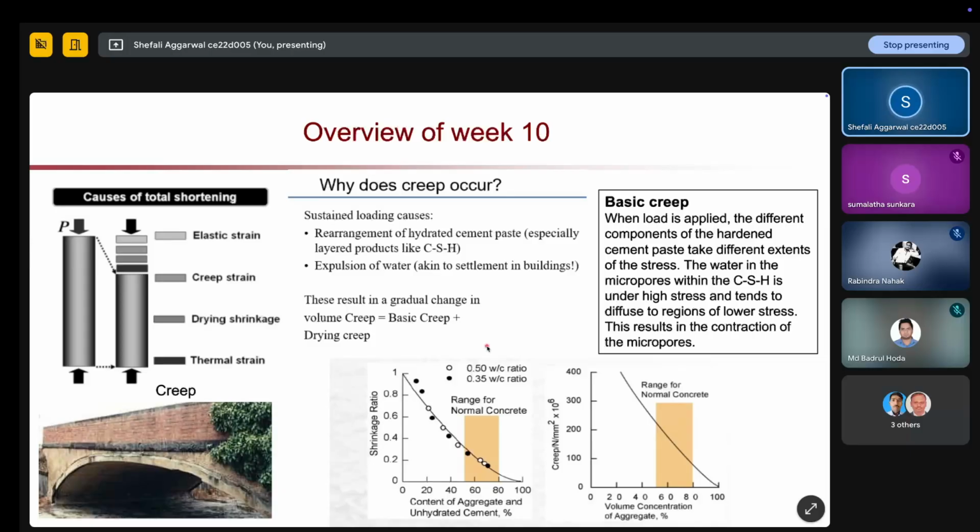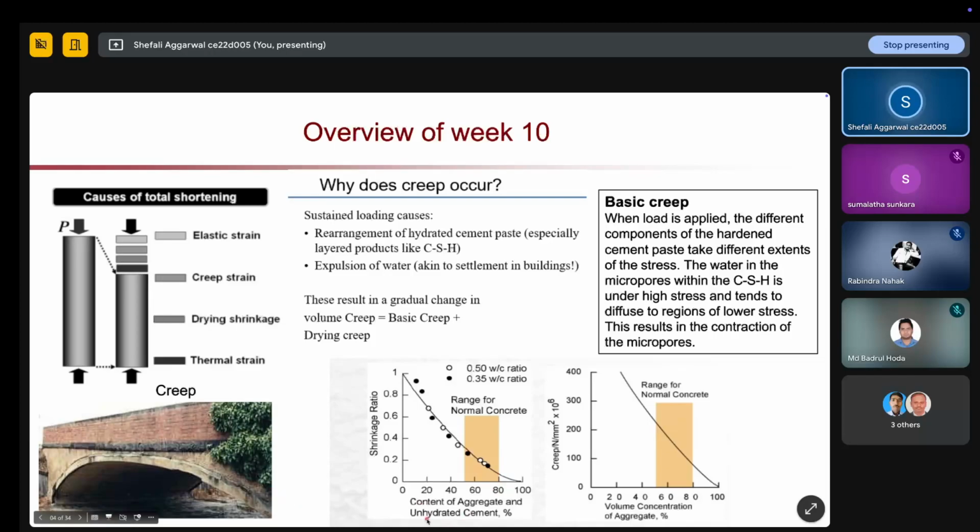The other thing is shape and size. We should not use flaky aggregates. And lastly, the porosity. If your aggregates are more porous, what will happen? They will store more water. So your porosity will also affect your creep issues.